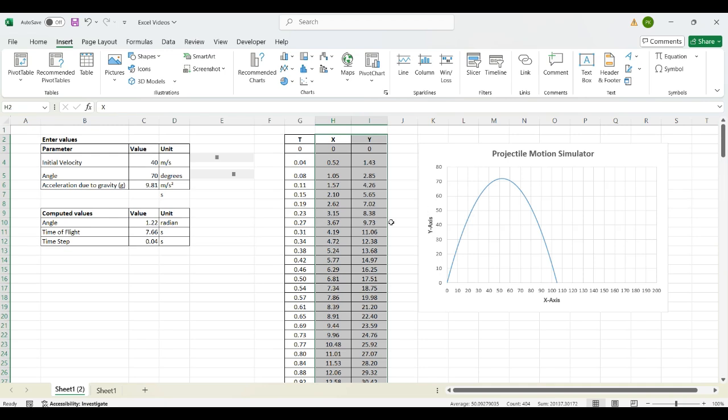So give it a try. Try it yourself. It will be fun. Play with different values of u and theta and see how the path changes.